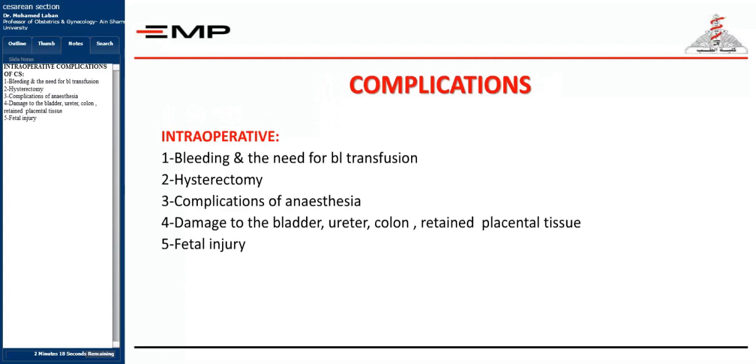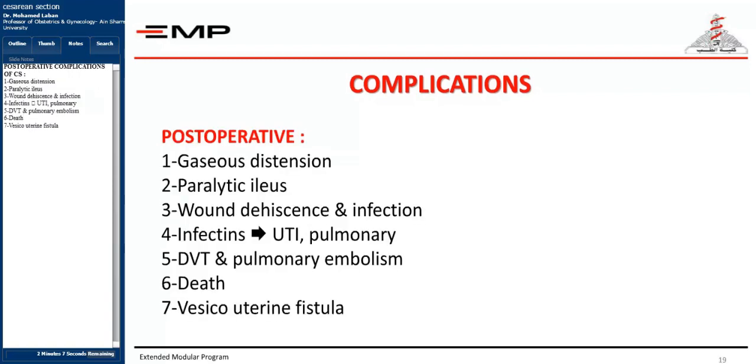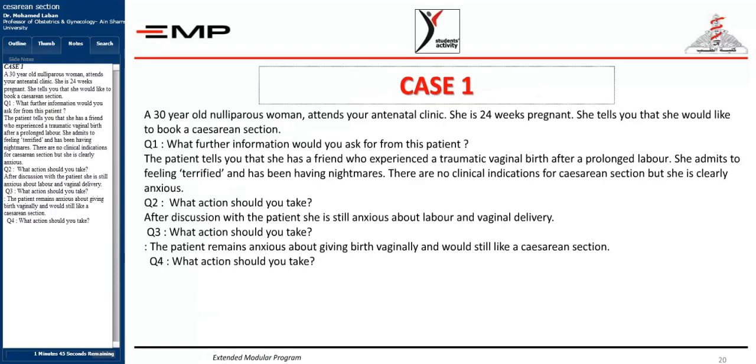complications of anesthesia, damage to the bladder, ureter, colon, retained placental tissue, fetal injury. Postoperative complications of CS: gaseous distension, paralytic ileus, wound dehiscence and infection, infections such as UTI, pulmonary, DVT and pulmonary embolism, death. Vesicouterine fistula.